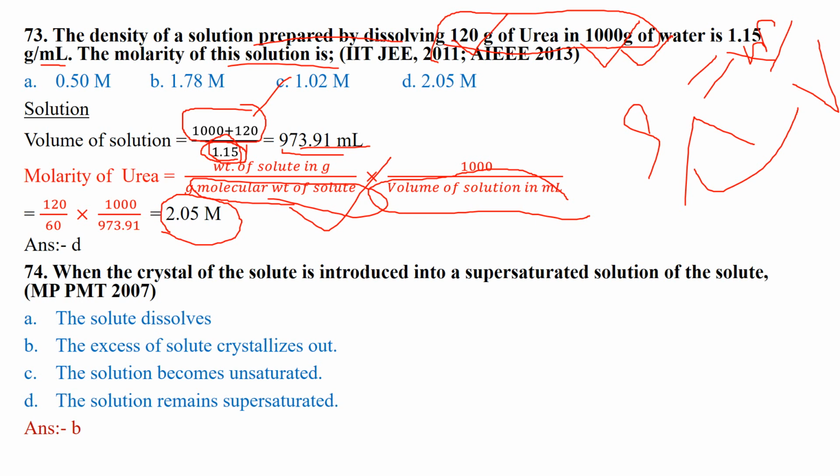Simple. When a crystal of the solute is introduced into a supersaturated solution of the solute, then the excess of solute will be crystallized out. Supersaturated solution means it is already saturated beyond the limit, so no more solute can be added to it. If you add more solute to the supersaturated solution, the excess solute will immediately crystallize out, because no more solute can be dissolved in the supersaturated solution.